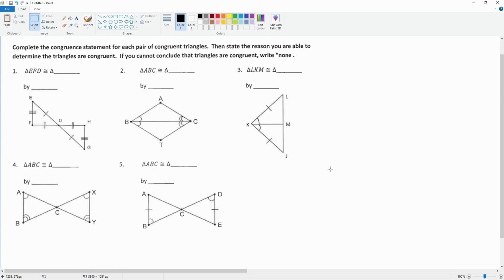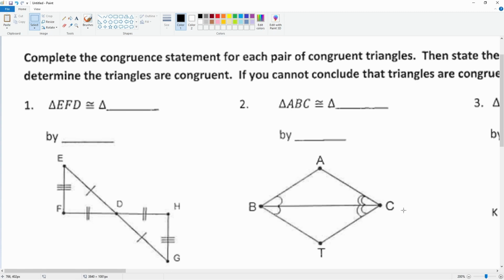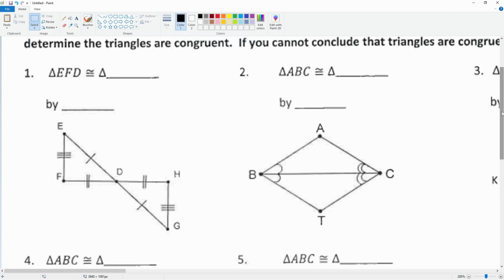Right, for these questions, you're going to complete the congruency statement for each pair of congruent triangles. Then you're going to state which reason you use to determine if the triangles are congruent. If not, write none. Okay, so the first one, EFG, let's see if that is going to be congruent by what property. Well, let's mark it. We have a side, side, side, so we can say side, side, side.